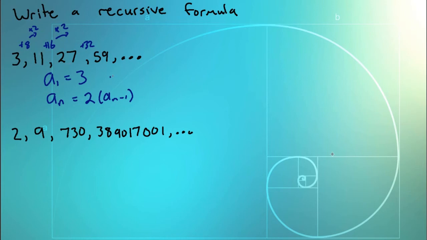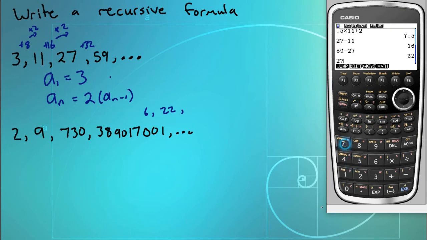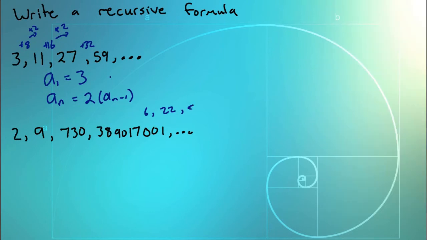So if I start writing these out, with my formula so far, I have 6, and I would have 22. And then if I did 27 times 2 for my previous term, I get 54. And I see for every single one of these, it should be 11, it should be 27, it should be 59. I am 5 off. All right, add 5. So let's test it.